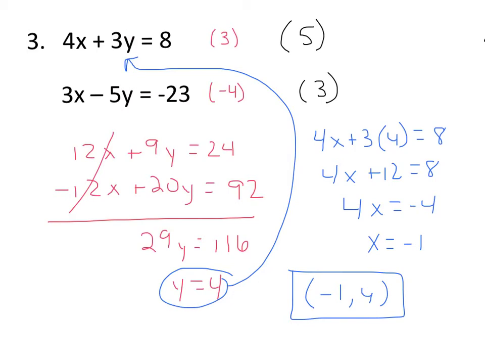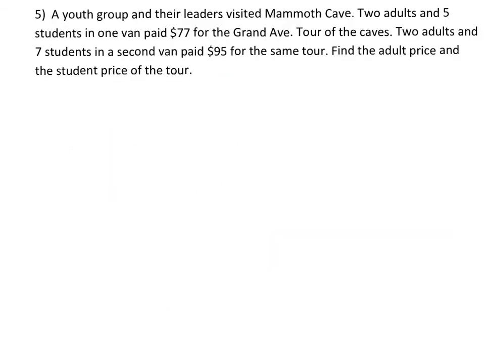We're going to look at example 5. All right, so now we're going to look at a word problem, and it says, a youth group and their leaders visited Mammoth Cave. 2 adults and 5 students in one van paid $77 for the Grand Avenue tour of the caves. 2 adults and 7 students in a second van paid $95 for the same tour. Find the adult price and the student price. All right, so I'm going to say A is the adult price and S is the student price.